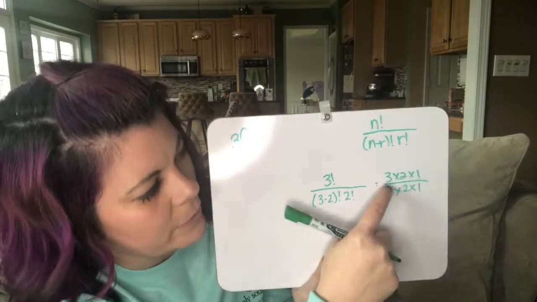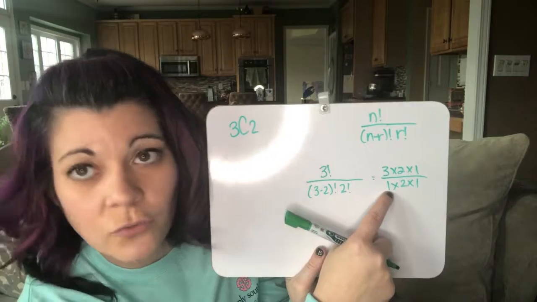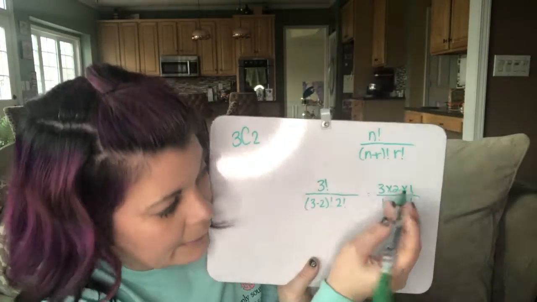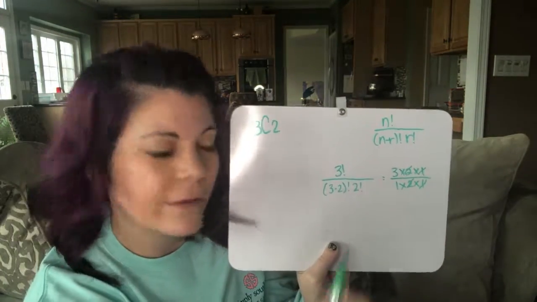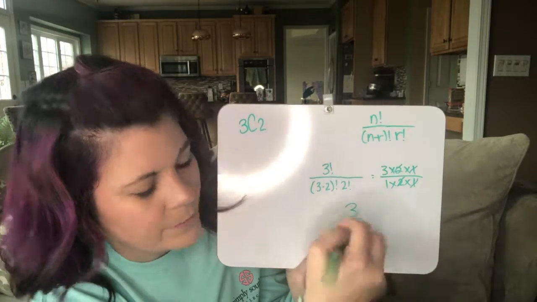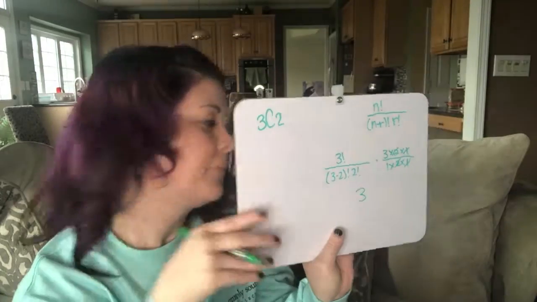So 3 factorial is 3 times 2 times 1. 3 minus 2 is 1 factorial, so that's just 1. And then 2 factorial is 2 times 1. So I'm going to cancel out what I can. I can cancel out these 2's and 2's, 1 and 1, and see what I have left. On top I have 3, and on the bottom I have 1, but anything over 1 is just itself, so I can just leave it. So 3. I have 3 chances of taking 2 at a time, where order does not matter.